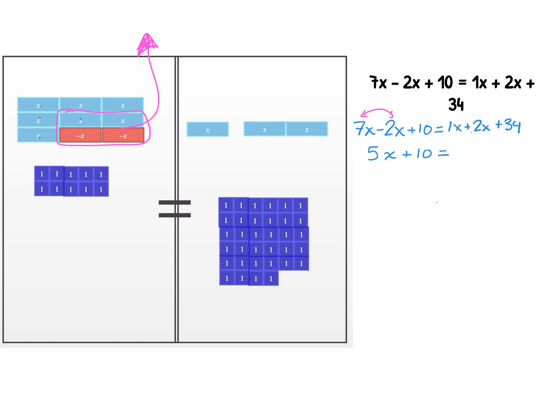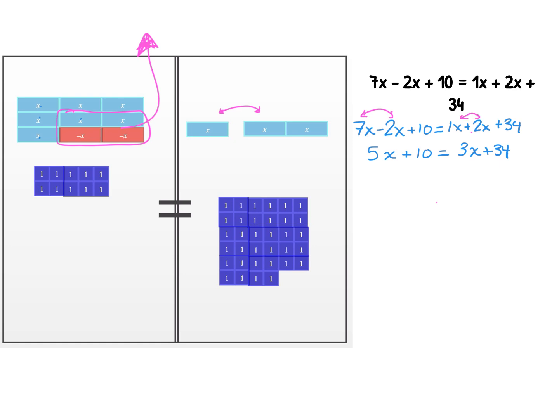Let's take a look at the other side. Again, we would want to combine our like terms, right? We'd want to combine all of these. So what does that look like? That looks like 3x plus 34. So again, we combined our like terms. So that's the first thing that we want to do.